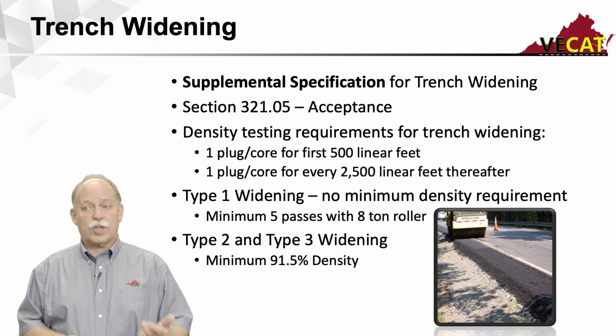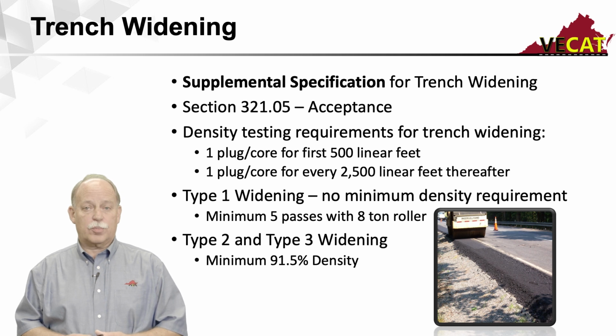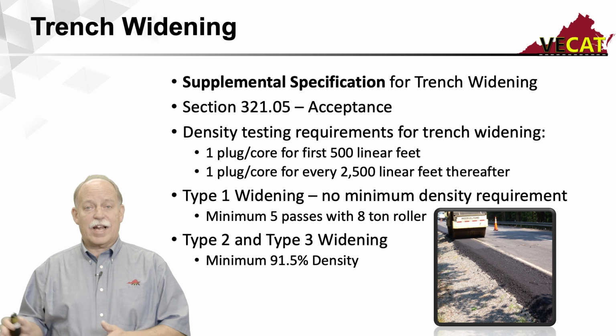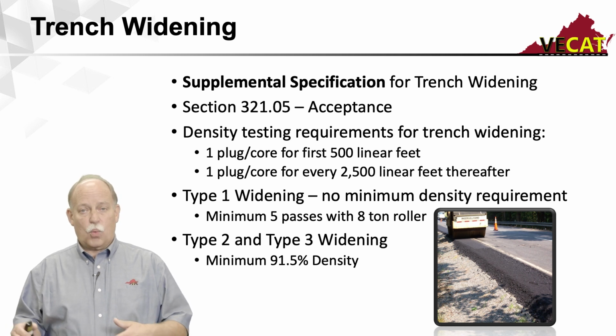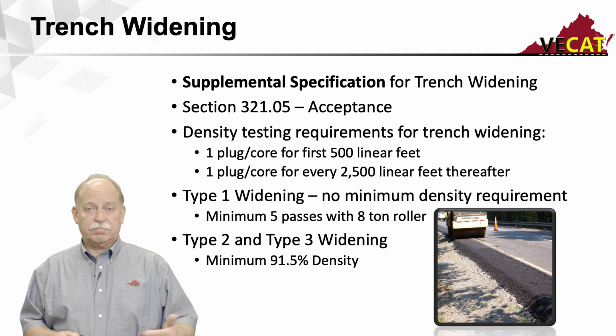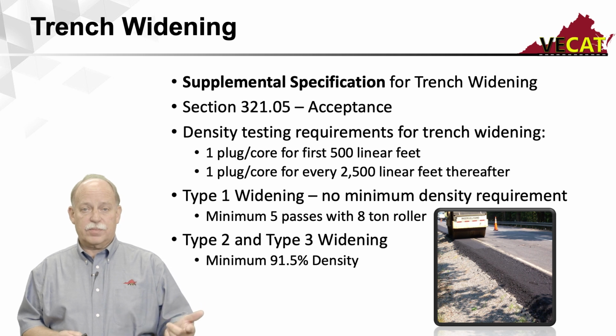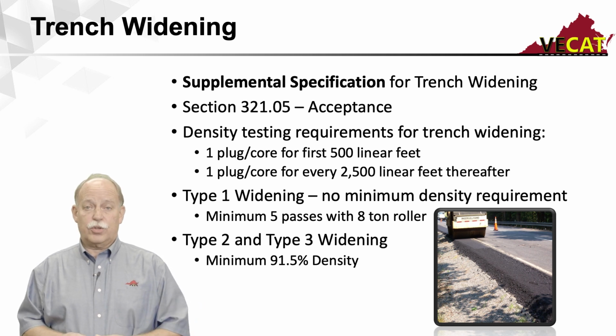For type 2 or type 3 trench widening, there's a minimum density of 91.5%. And you'll do that for each one of those because both of those actually extend into the travel way. So it depends on what type of trench widening you're doing as to what types of requirements are necessary. Again, type 1, you don't have to do any density testing, but type 2 and type 3, you do.